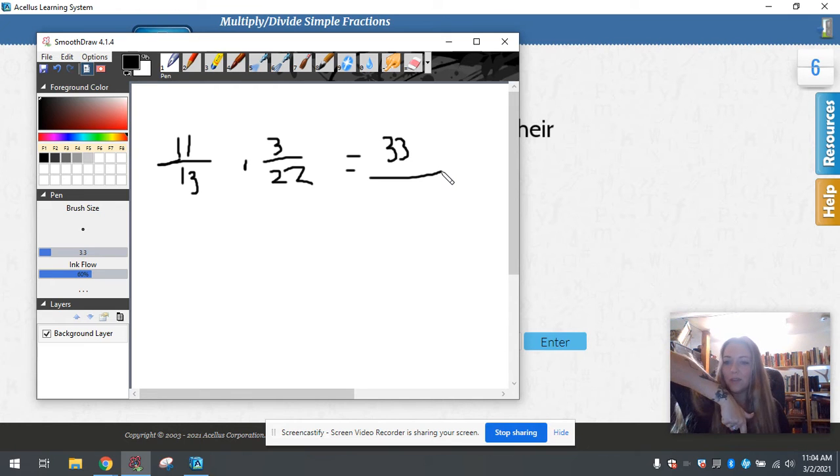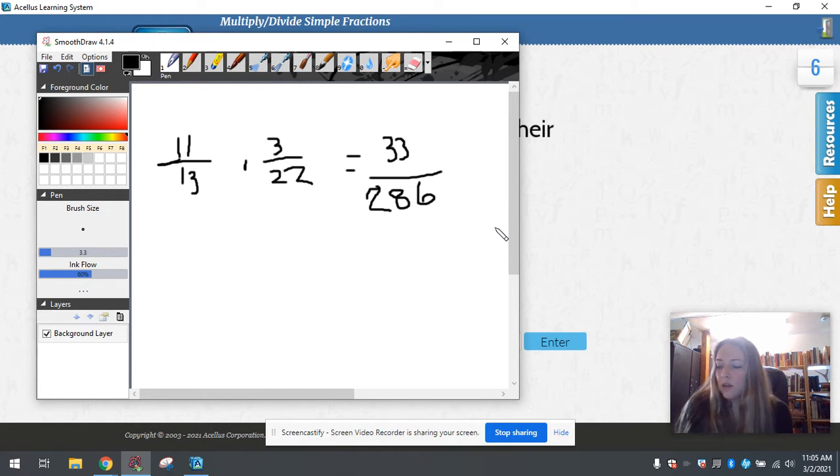22 times 10 would be 220. Plus 22 times 3 would be 66. So 286. I'll double check. 13 times 22 equals 286. Okay, now I have to see if I can reduce these. They are not both even, so they're not both divisible by 2. They don't end in 5 or 0, so I can't divide them both by 5 or 10.